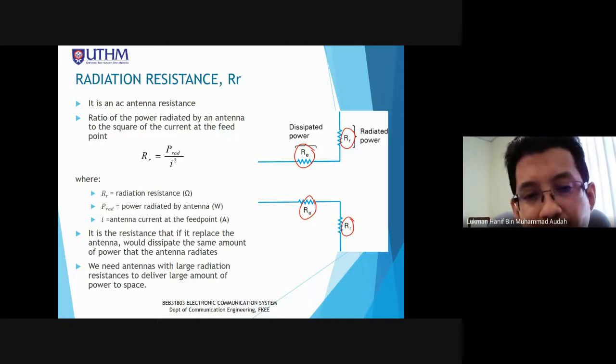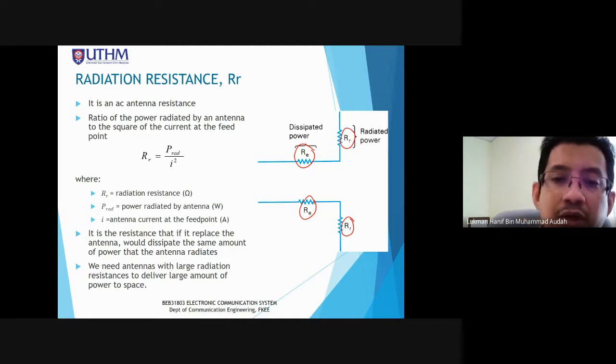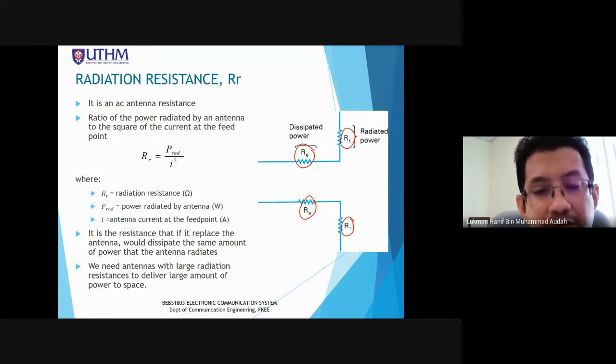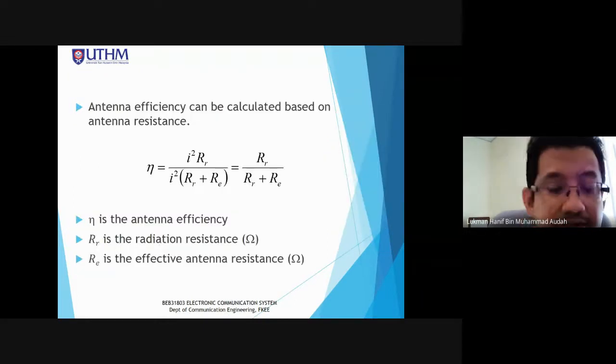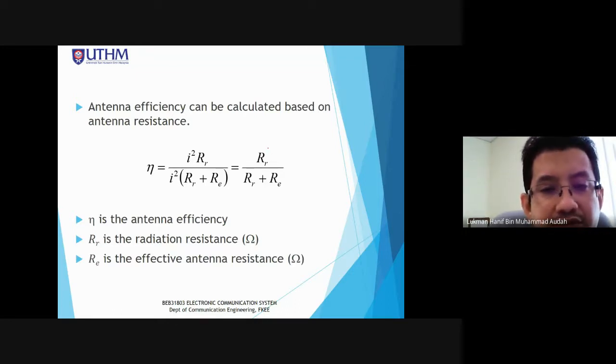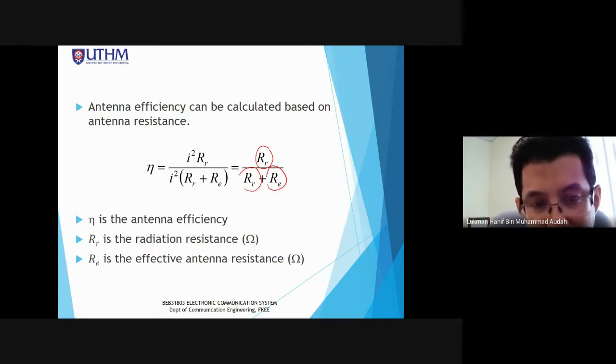Okay, so nampak pun dia punya bentuk seperti antena. So ini ada dua cabang. So resistance of course dalam sebutan ohm. Okay, dan berdasarkan nilai resistance ini, kita sebenarnya boleh mengukur antenna efficiency berdasarkan nilai resistance. Okay, which is equal to radiation resistance divided with radiation resistance plus RE.